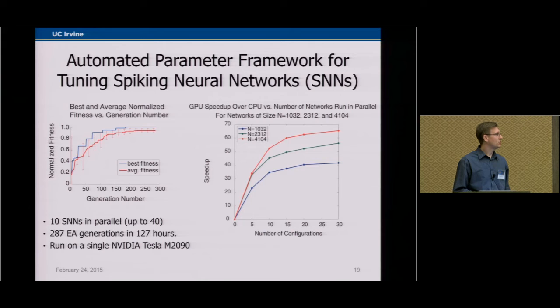And we also have a graph here about the speed up. We did this doing it on CPU mode too. And of course, the larger the spiking neural networks were, and the more you ran at the same time, which is on this axis. So if you ran 30 and they were 4,000, then you had about a 65 times speed up versus a CPU implementation of this. Okay?